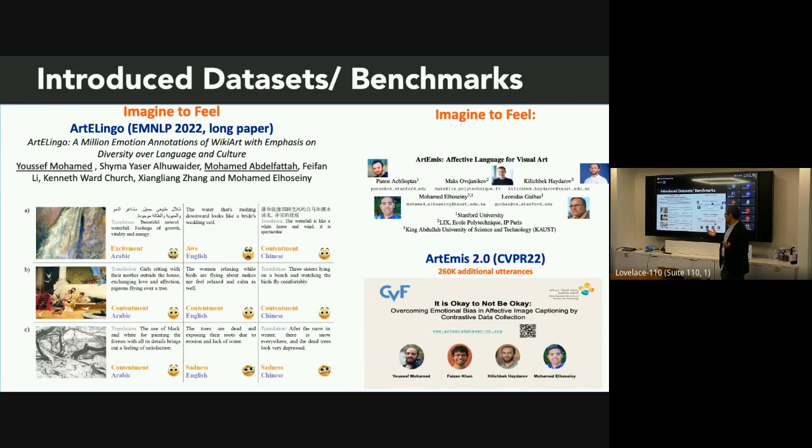So the dataset itself can be used to understand and quantify the cultural agreement and cultural disagreement between people about how they feel towards some visual stimuli, and to enable more understanding of culture and cross-cultural psychology.